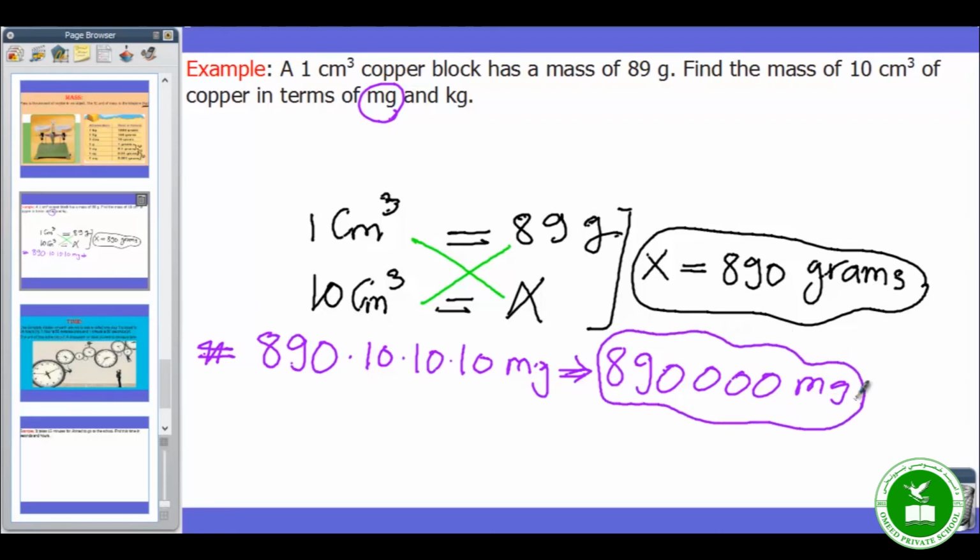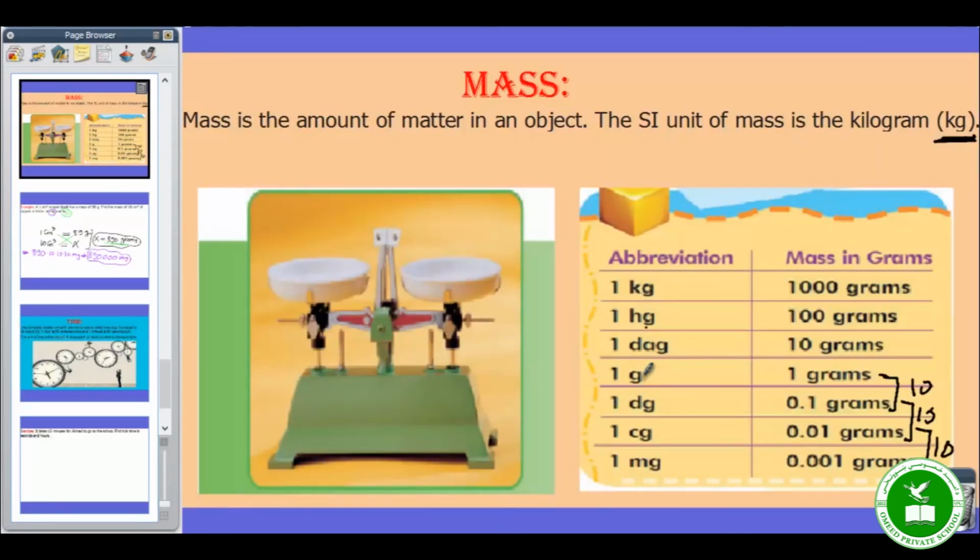Now we solve the second part. In the second part we need to convert this quantity into kilogram. Again, let's see the table. We want to convert grams into kilogram. Again, let's see the steps. One step, second step, third step. Three steps are there: 10, 10, 10. But here we want to convert a small unit into a large unit, so we divide.